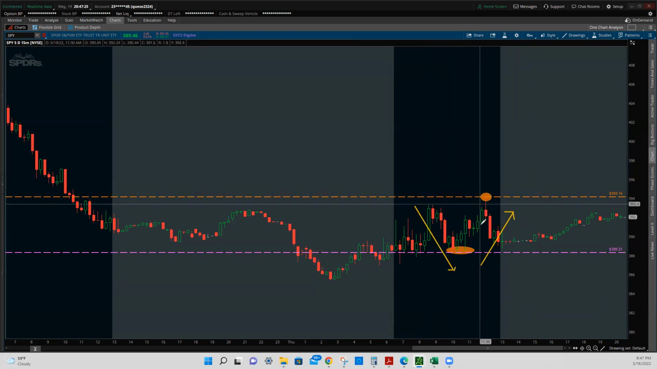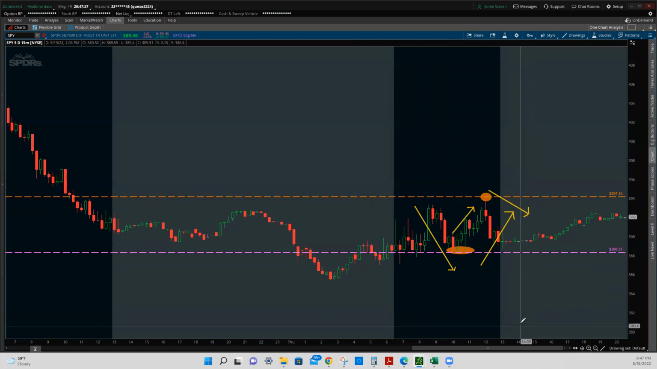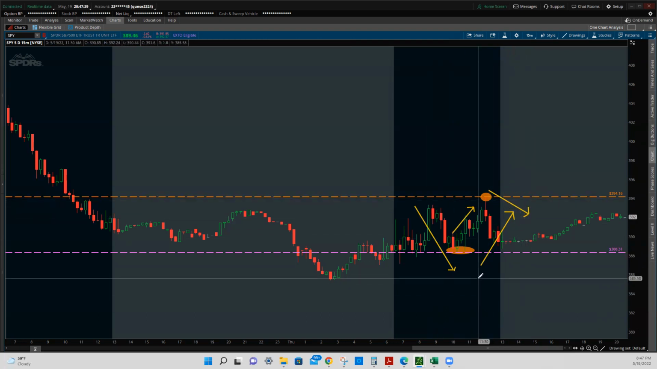Same here. Price was going up, you can see price was going up here, right? But then once it reached this oval, it then trended down, right? So that's the basics of support and resistance.